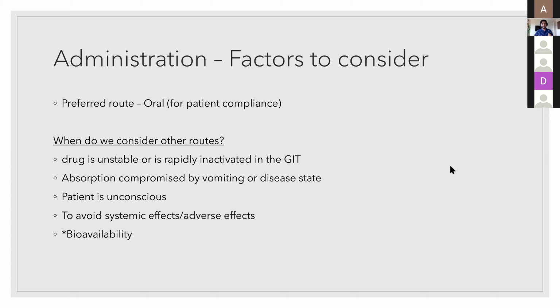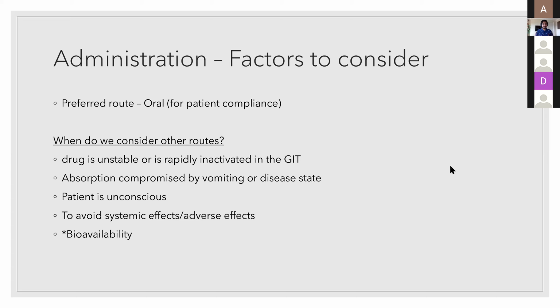So the first being that the drug might be unstable or rapidly inactivated in the gastrointestinal system. So when you take a drug orally, it gets absorbed in the stomach. And if the drug gets inactivated in the stomach, for example, we probably don't want to use oral as a route. Also, when the absorption is compromised by vomiting or disease state, if the patient is unconscious, we can't give them oral medications. Maybe there are some systemic effects or adverse effects associated with taking the medication orally. So then we might consider another route as well.